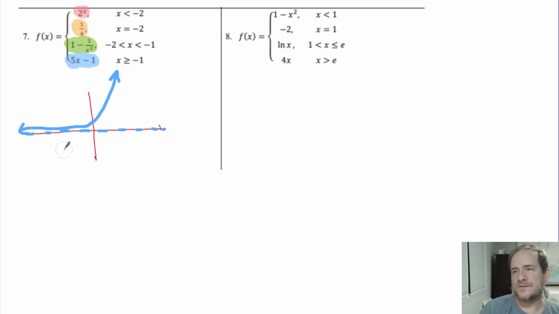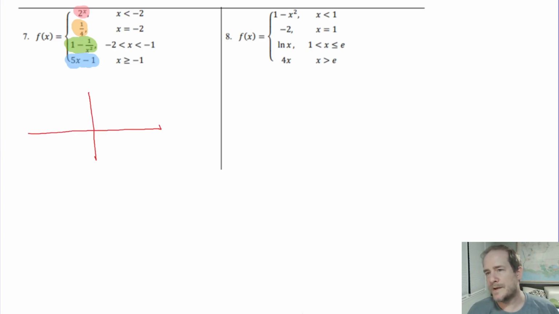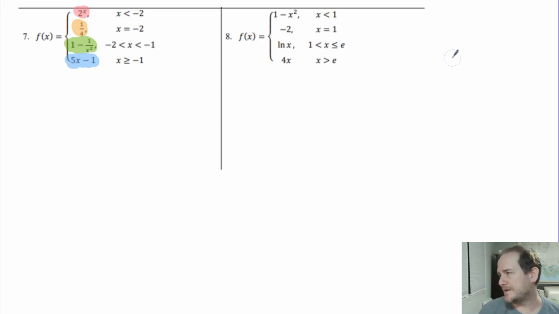So looking at this, to the left of -2, yeah, we're good. There's no breaks anywhere on an exponential. So to the left of -2, there's no breaks. So I am ready to safely say that we're definitely continuous from -infinity up to -2.